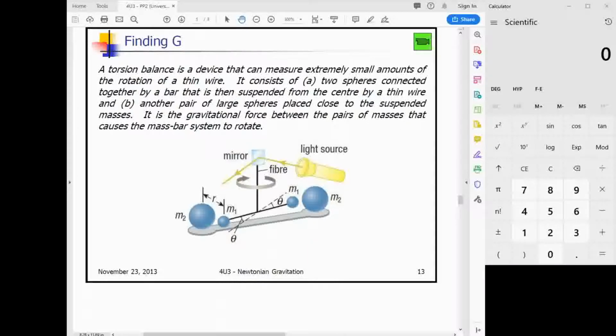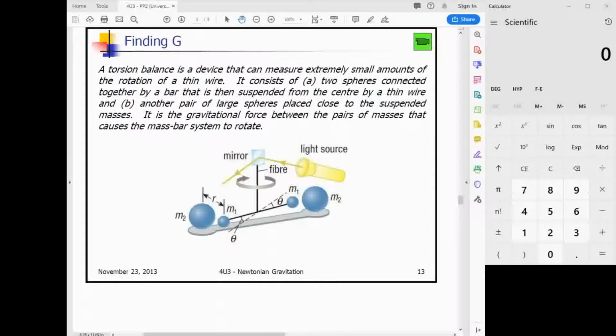Basically, this mass bar system rotates. What Cavendish ended up doing was he used a light source to measure that angle. He pointed it at a mirror and then measured the angle. He had to do this experiment very far away from where this was occurring in order to reduce the amount of gravitational effects caused by his body or by other large masses that might have been present.